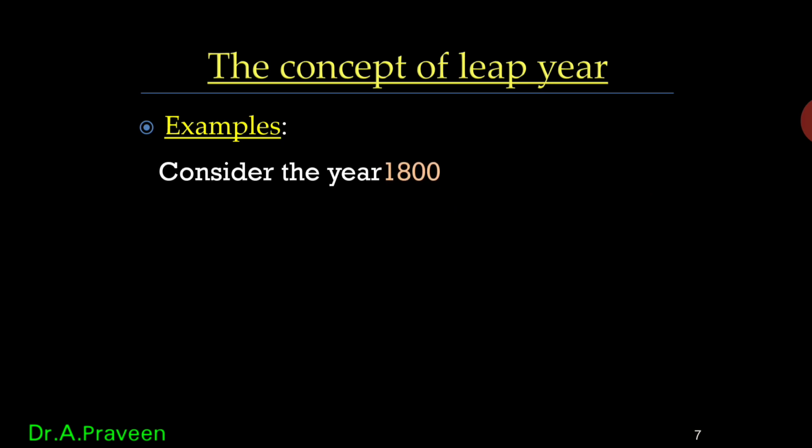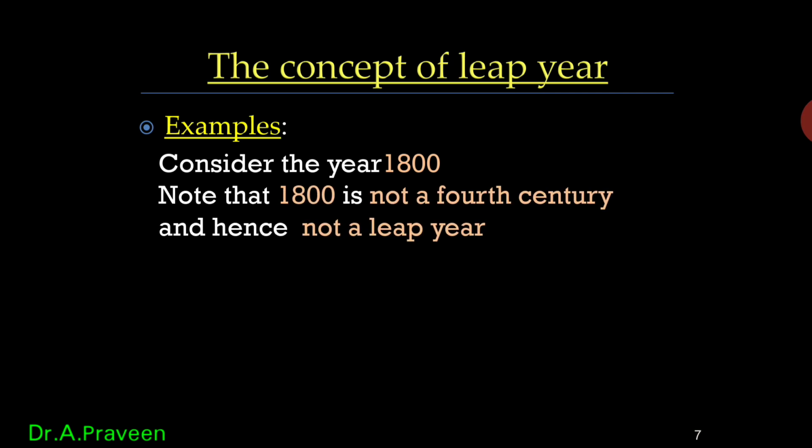For example, consider the year 1800. 1800 is a century. Since it is a century, we don't go for checking if 1800 is divisible by 4 or not. Just we check if 1800 is a 4th century or not. We find that 1800 is not a 4th century and therefore the year 1800 is not a leap year.